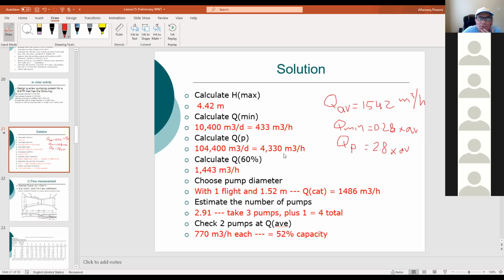Q minimum and Q peak. I think it's a little more than 0.28, maybe. Yeah, 432. That's correct. This one. It's not 2.8, maybe. But 4317. Yeah, 4330, maybe 3. Anyway, around these two numbers.